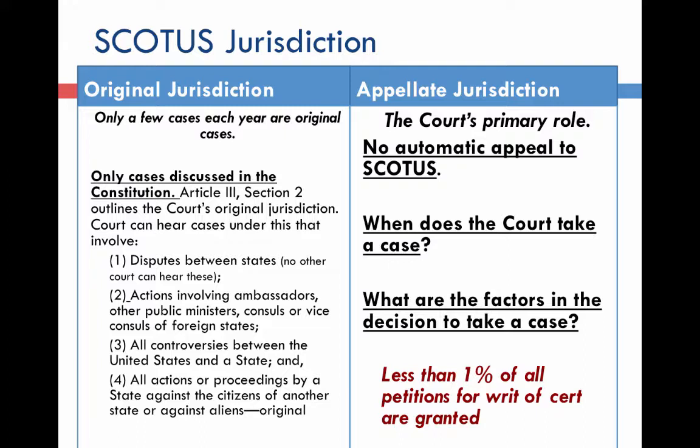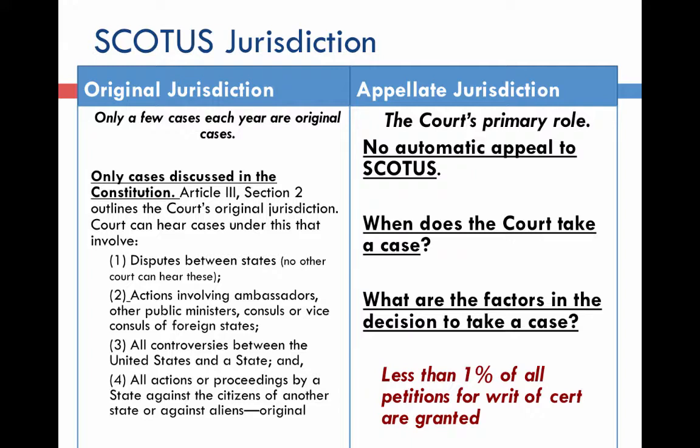So it doesn't go to the district court or the circuit court or a state court. It goes directly to the Supreme Court. These are the only types of cases discussed in the Constitution. In Article 3, Section 2, the Constitution outlines the court's original jurisdiction and gives 4 types of cases that the court can hear. The first is disputes between 2 or more states.